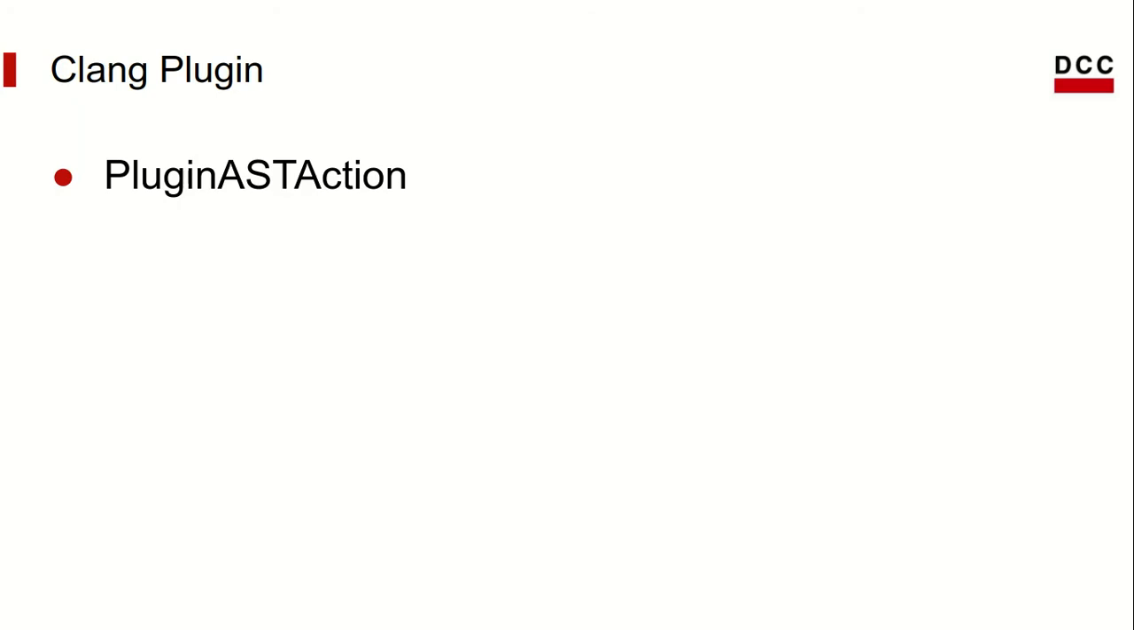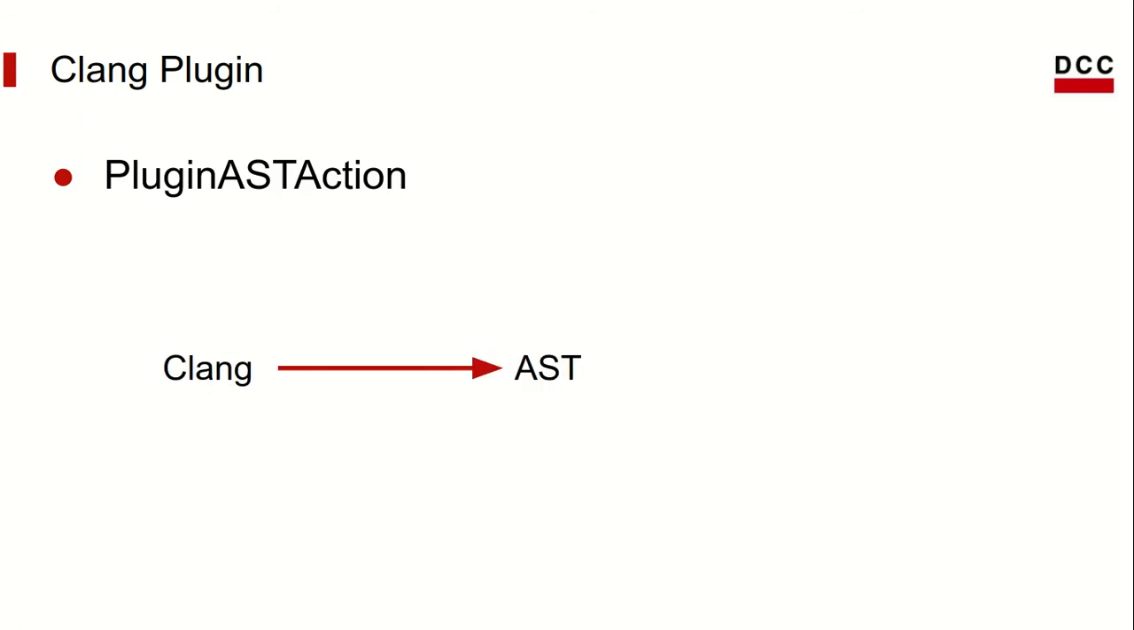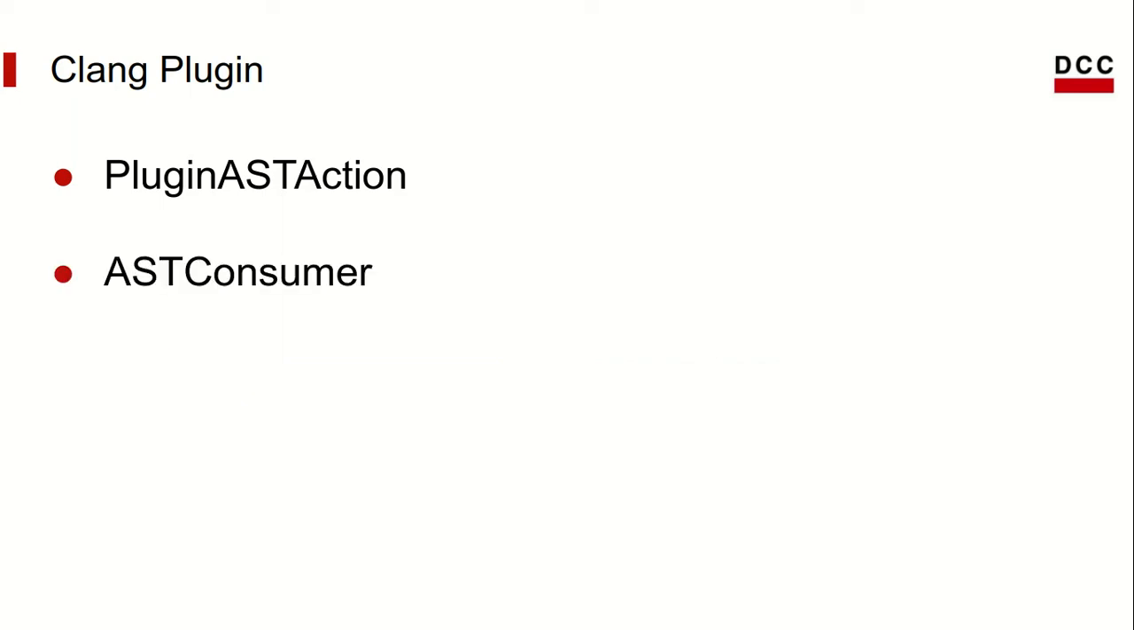PluginASTAction is a specific kind of front-end action. We will write our action class inheriting from PluginASTAction. When we run our plugin, Clang will process the code and generate an AST object. It will then pass this AST object to our action class, and this is where the plugin we write begins its execution. As we are writing an AST action, we need to provide it with an ASTConsumer. As we'll see, the consumer gives us some ways to access the AST object.